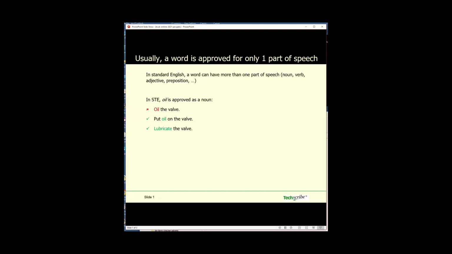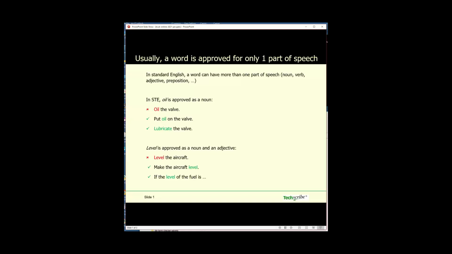The word level is approved both as a noun and as an adjective, but not as a verb. So I must not write level the aircraft, but I can write make the aircraft level, and I can write if the level of the fuel is whatever.